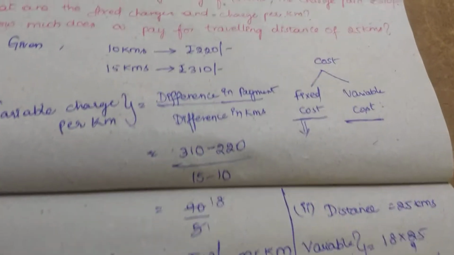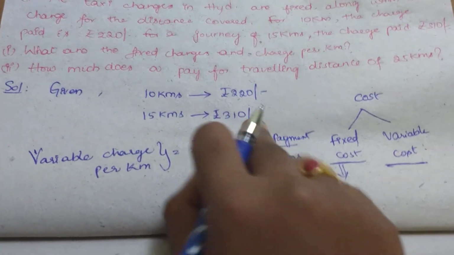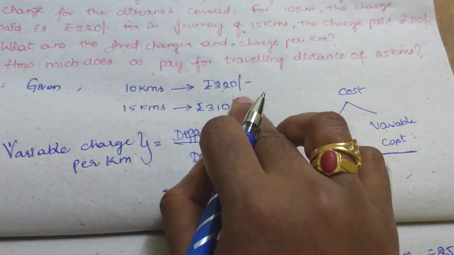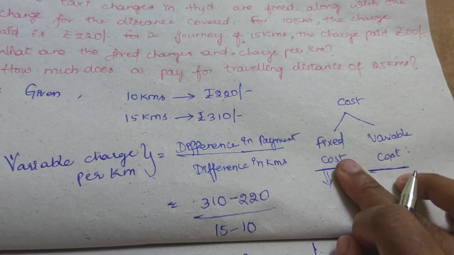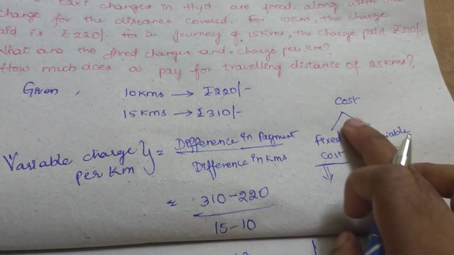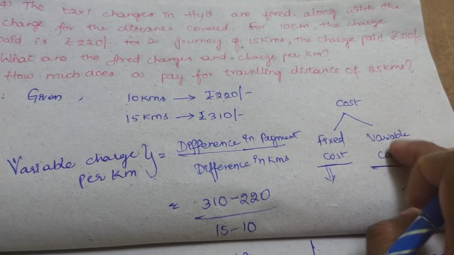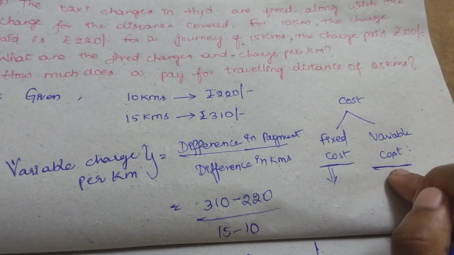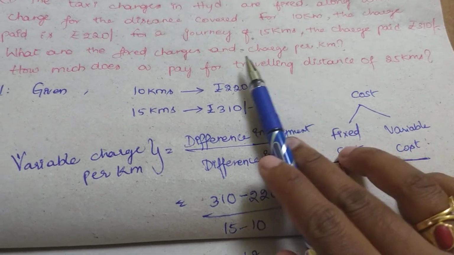So let me explain this question again. Whatever was given in the question I have written here. For 10 kilometers the charge is 220. For 15 kilometers it is 310. Cost is of two types, fixed cost and variable cost. Fixed cost is the cost which remains the same irrespective of the distance traveled, and variable cost is the cost which varies depending upon the change in the distance.